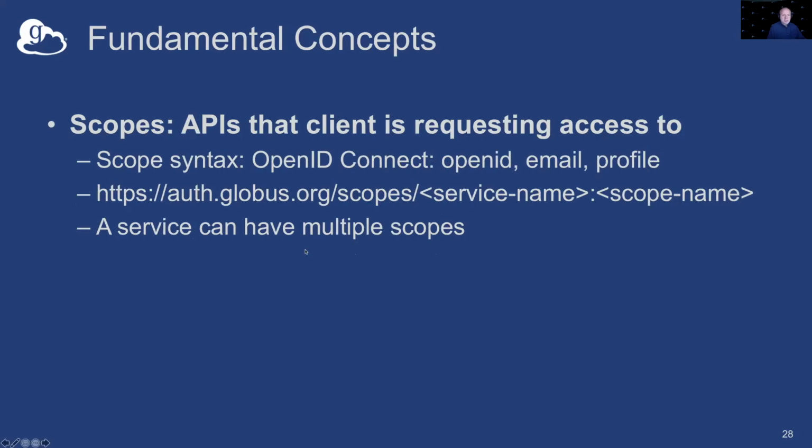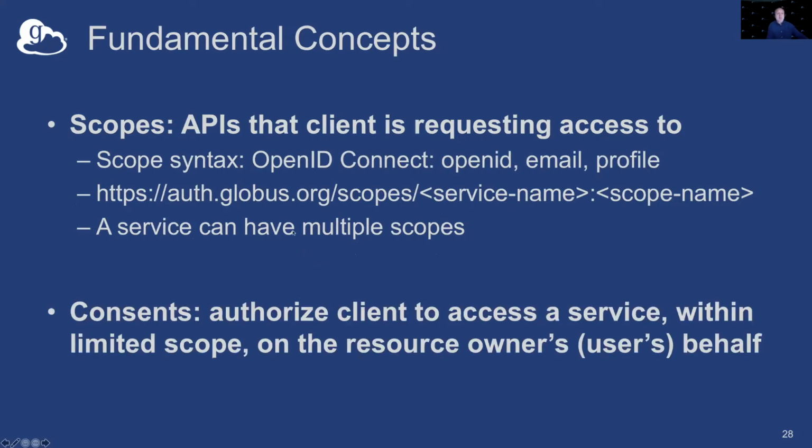So just some fundamental concepts about Globus Auth. I mentioned scopes and consents. So scopes are the different parts of an API, the different functions of an API that your gateway or your web client, whatever, would like to access.